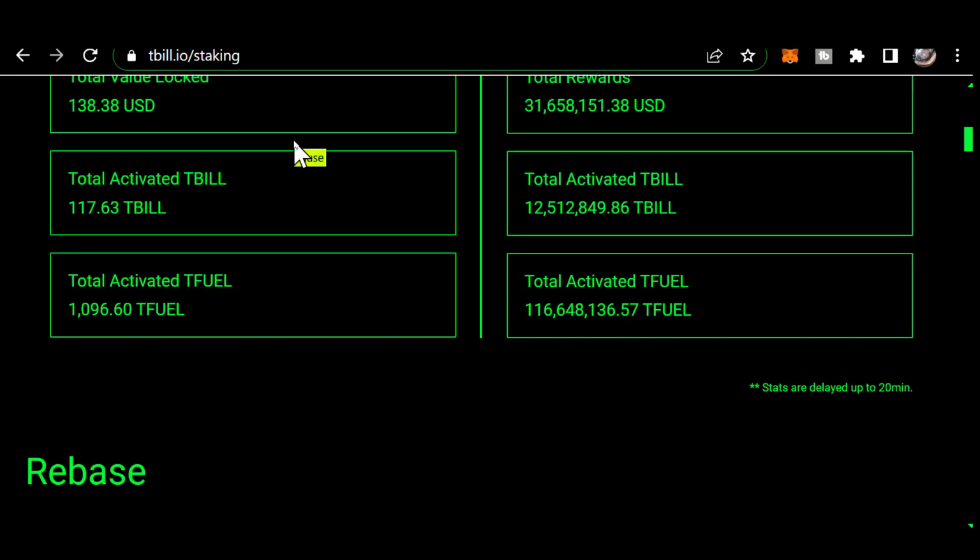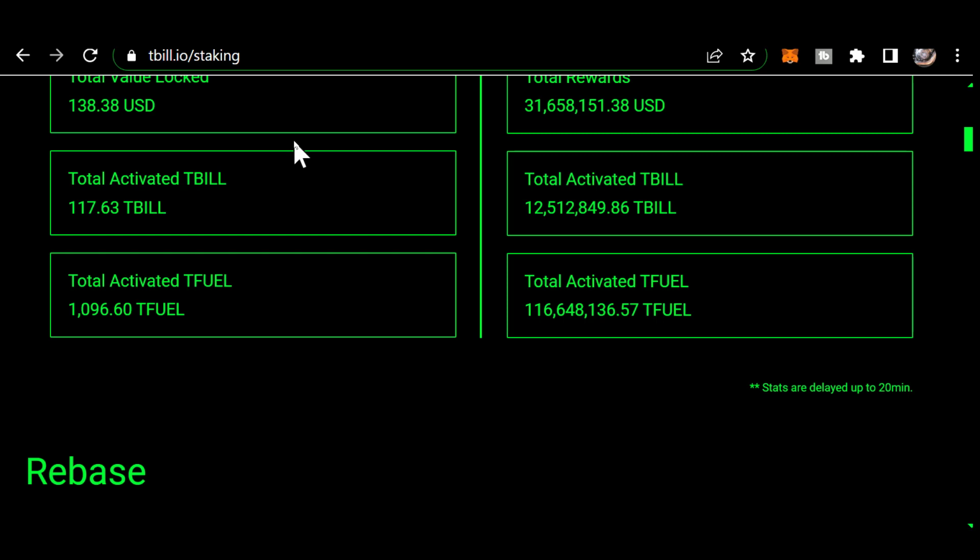Okay, this is going to be a quick update on the liquidity pool. 3 days ago, I pulled 99.5% out of the liquidity pool of what I had in there, leaving 1,628 T-Fuel and 138 T-Bill.